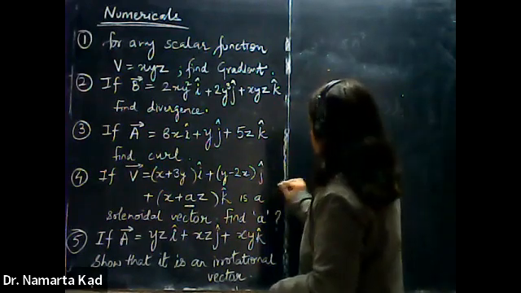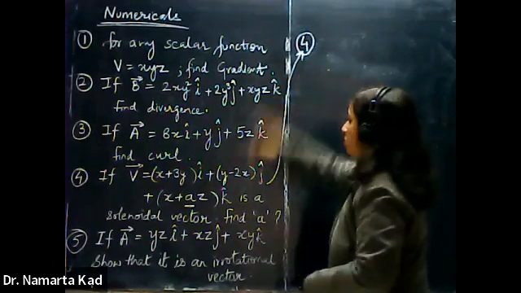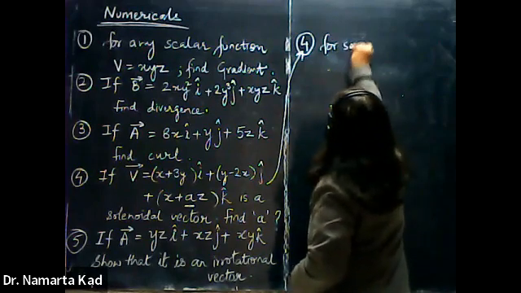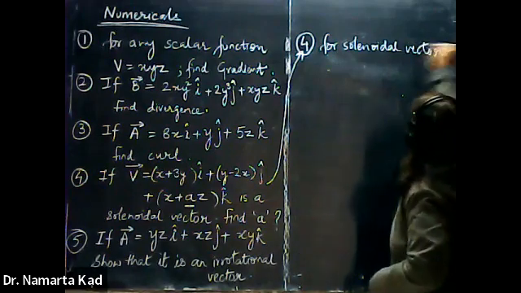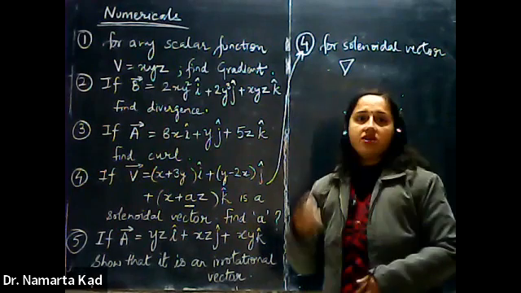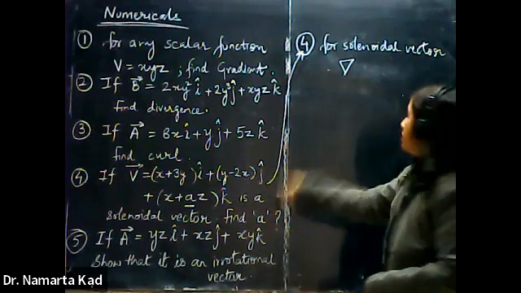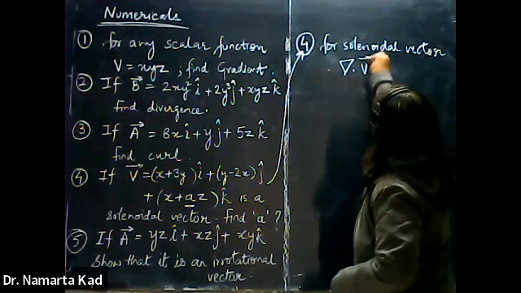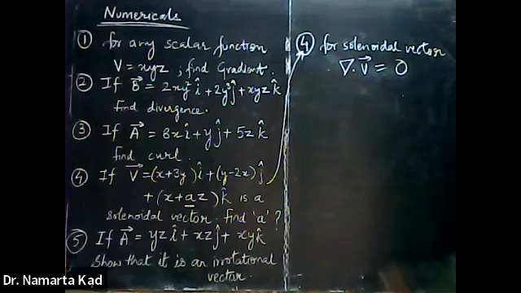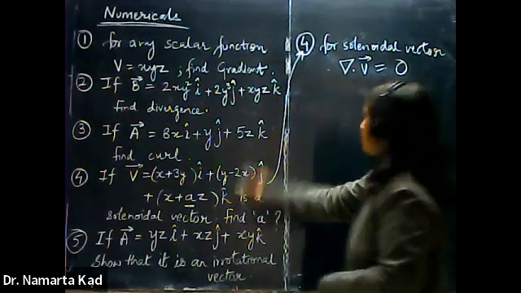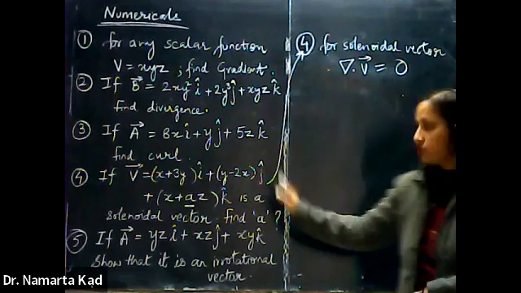So starting with the fourth numerical, fourth answer. For a solenoidal vector, what is the condition? For a solenoidal vector, its divergence is 0. Okay, so this is the condition for the solenoidal vector, that divergence is 0. So here, it is del dot v vector is equal to 0. This is the condition for a solenoidal vector. And now just solve it. What is del? That is curly by curly x, as we have written in the previous three numericals. So I am going to write it down directly.